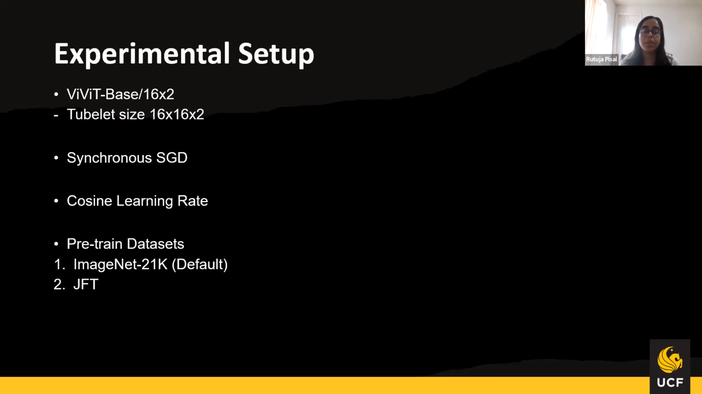We have so far seen 2 embeddings and 4 variants of the models. And using this, the authors performed various experiments and got various results, which we will see next. So before that, we will see what experimental setup they used. For this, they used the ViViT-Base architecture, having a tubelet size of 16x16x2. The models were trained using synchronous SGD and cosine learning rate, and pre-training is performed with ImageNet and JFT datasets.